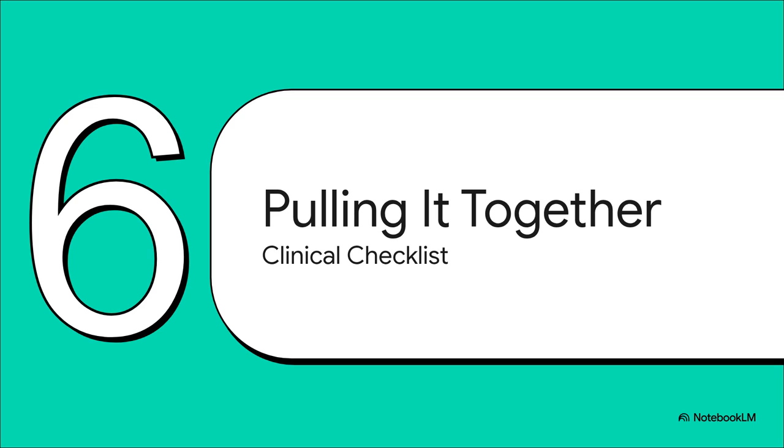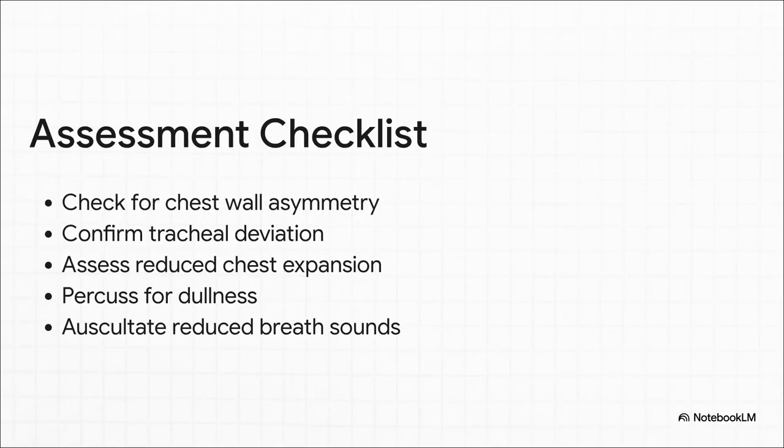Section 6. Pulling the picture together. Your post-resection clinical checklist. All right, so now that we understand the physics and the scars, let's review your bedside checklist so you can assess a post-resection patient with total confidence. Honestly, your post-resection checklist essentially mirrors your collapse checklist. You look for the depressed chest wall asymmetry, you confirm the trachea is deviated toward the affected side, you feel for reduced chest expansion, percuss for dullness, and auscultate for reduced breath sounds.